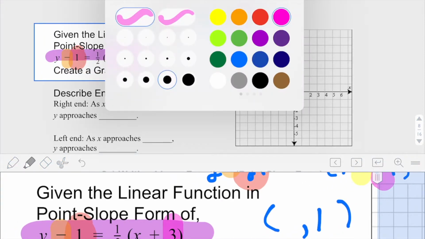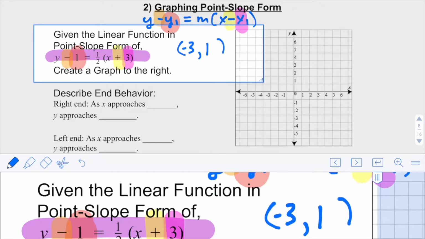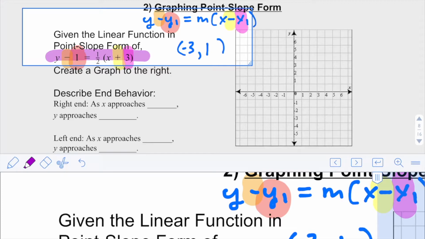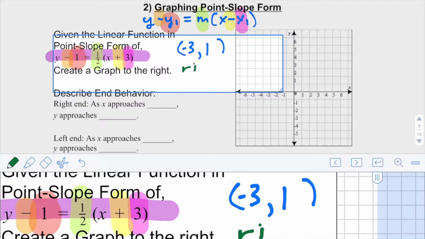However, I notice that I have a plus. For that to become a plus, that means my x value had to be negative when it got inputted into the formula. So my x value of that point is -3. Now I have a point that I can graph. And then also my m value, or slope, is right here at 1/2. And remember, we graph slope with rise over run. So let's go to the graph.